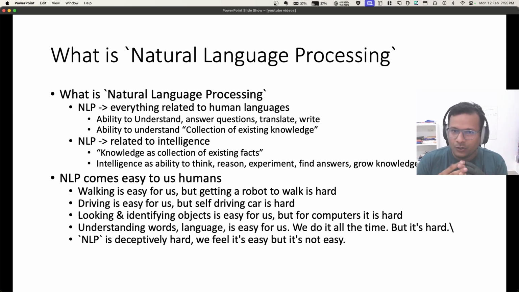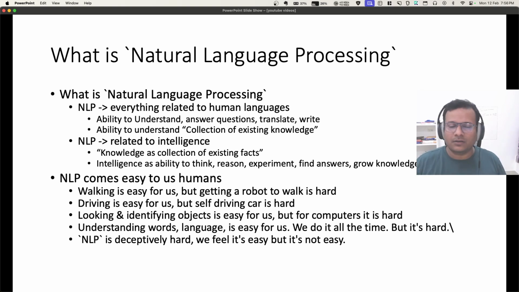So you see, the ability to understand, answer questions, translate, write, everything to do with those languages, that is what natural language processing is. So we understand the entire collection of existing knowledge. No single person can. That's why we have specialists who know a subset of the knowledge. So that is the linguistic part of natural language processing. Then the other part would be intelligence related, going beyond knowledge as a collection of facts, extending on top of it, building on top of it, maybe extracting knowledge in something which we have not extracted before.